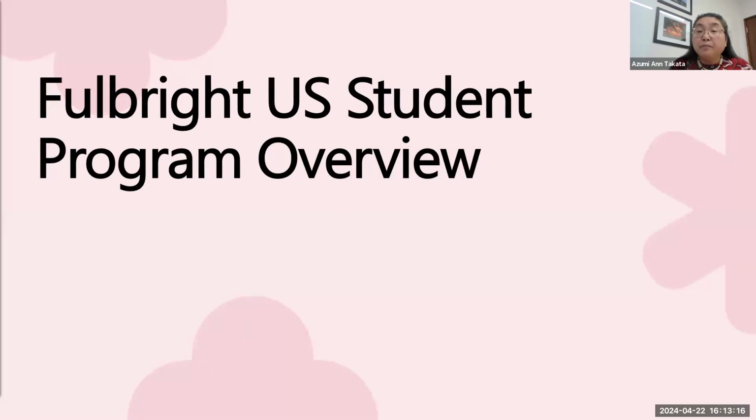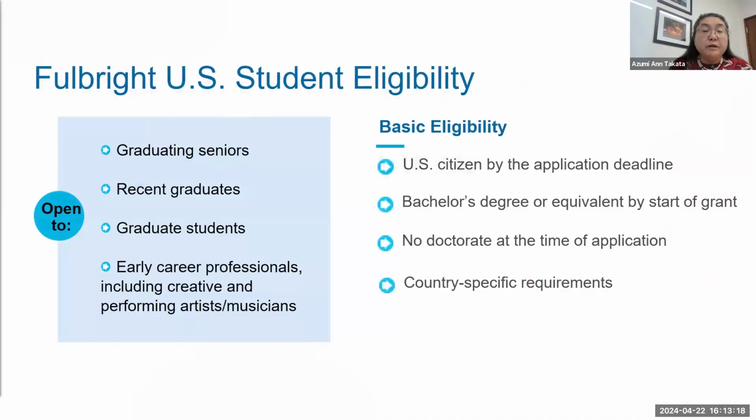In terms of eligibility, this is open to graduating seniors, recent graduates, graduate students, as well as early career professionals, including creative and performing artists and musicians. Basic eligibility requirement: you need to have U.S. citizenship by the application deadline. You need to have your bachelor's degree in hand, or the equivalent, by the start of the grant. So you can still apply without a degree, but by the time you start your grant and you're actually receiving Fulbright money and doing Fulbright activities, you will need to have your bachelor's degree in hand.